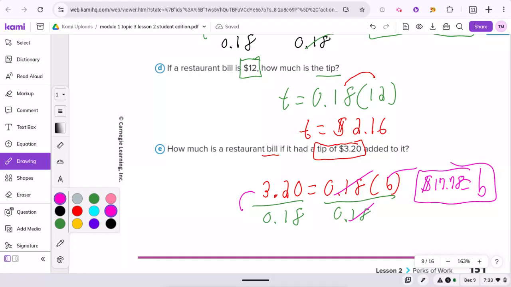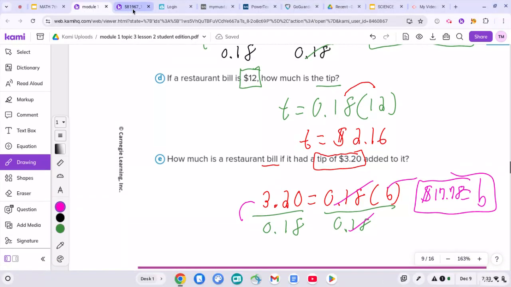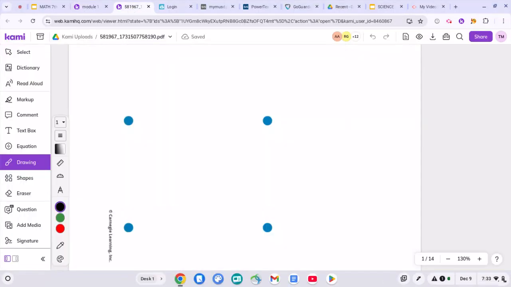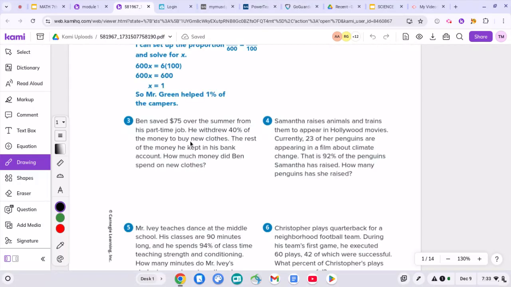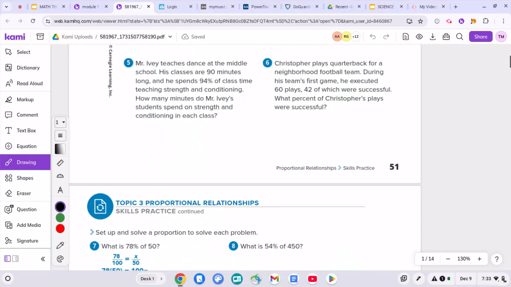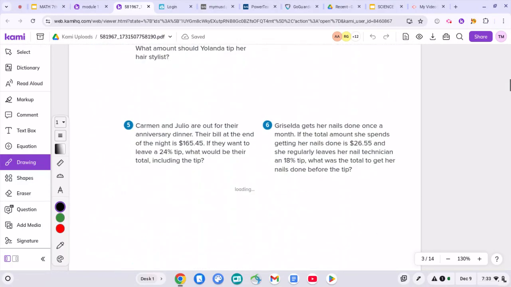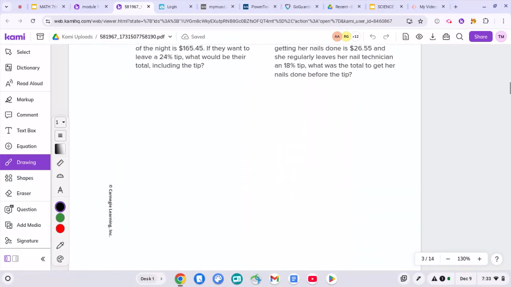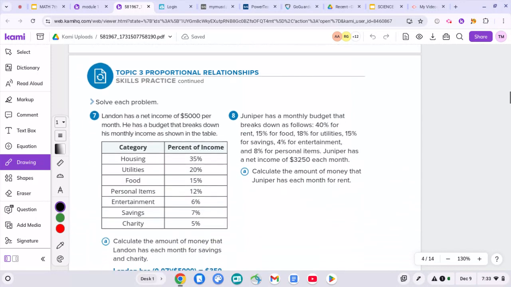Now on to the skills workbook. It's going to be pages 54 to 56, numbers 7 to 12. I'll go ahead and do the odd ones. Number 7 is already done for you, but I'll review it.